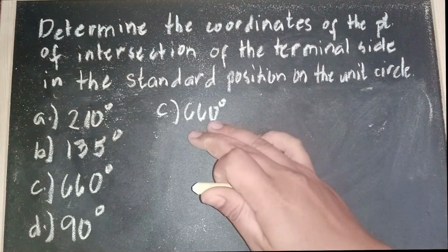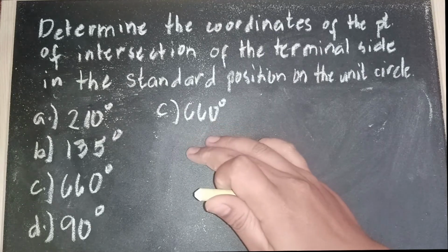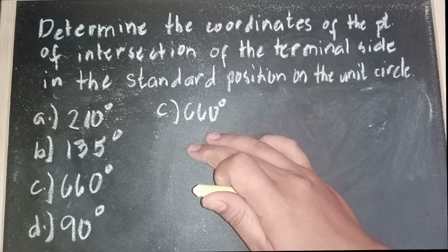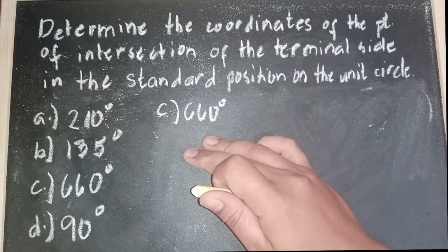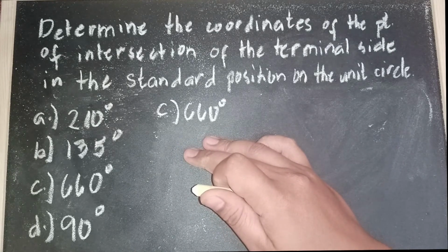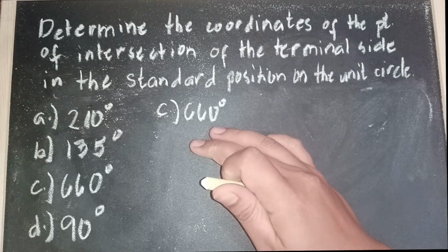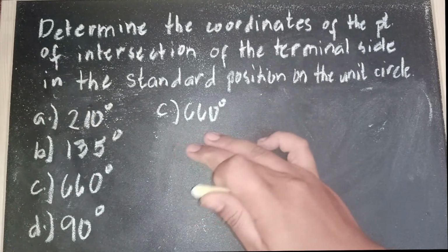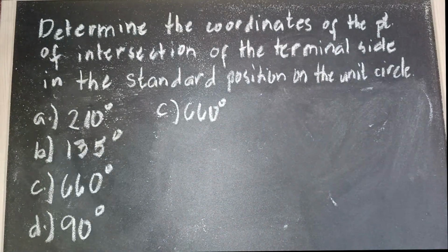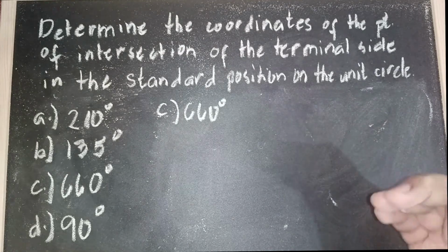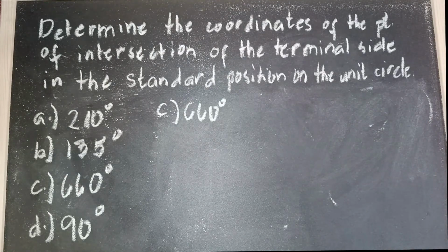Since the given angle exceeds 360 degrees, we can't just get its reference angle directly. So what we're going to do here, mga boss, is find first the smallest positive coterminal angle of 660 degrees. And that is what we will use to determine the reference angle. Basically, if the given angle is less than 0 or greater than 360 degrees, we get the smallest positive coterminal angle first.